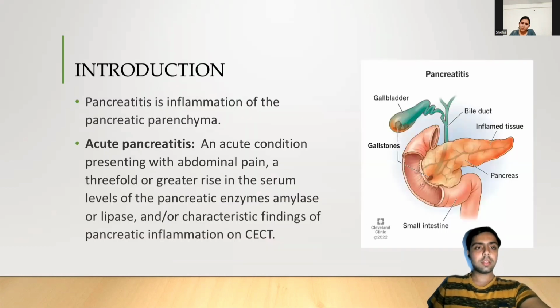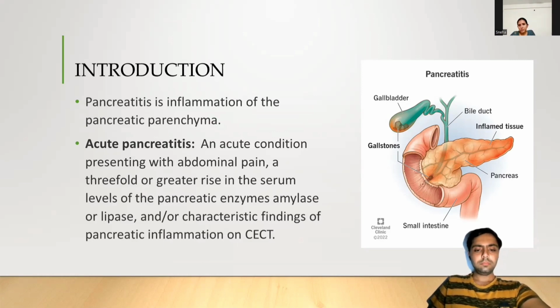next we have the introduction. So what is pancreatitis? As the name suggests, it's an inflammation. Where is the inflammation? Inflammation is basically in the parenchyma of the pancreas. We call it acute pancreatitis when we have abdominal pain. There are many other symptoms like nausea, vomiting, and there is also an increase in the pancreatic enzymes, amylase and lipase, and we have CT findings or USG findings.